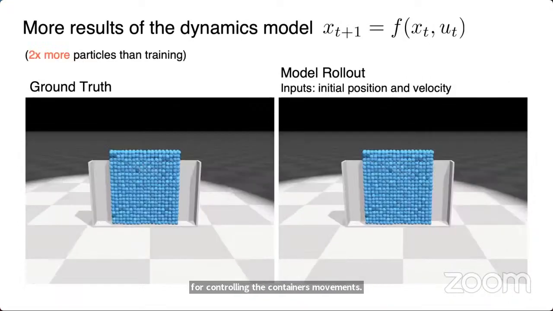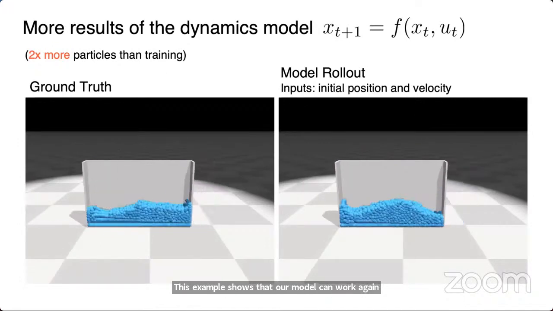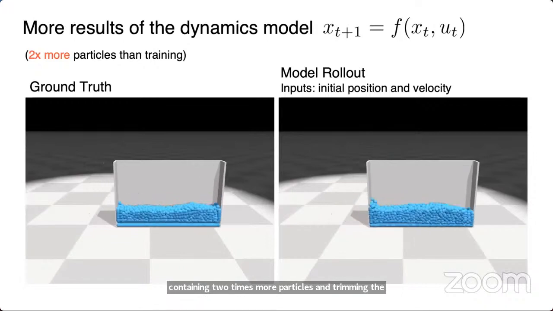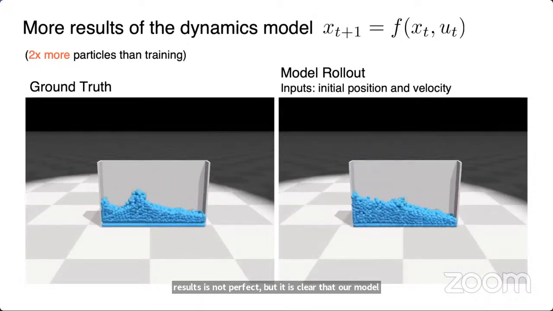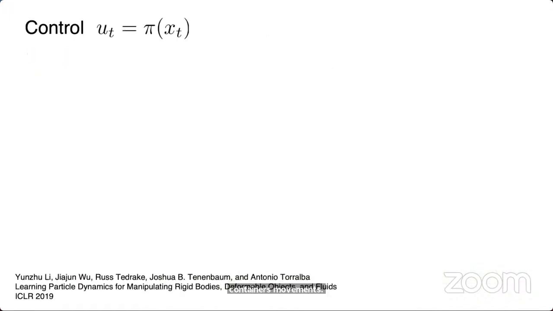As we have discussed before, all nodes share the same node encoder and all edges share the same edge encoder. Thus, our model can generalize to systems with more particles than during training. This example shows that our model can work in an environment containing 2 times more particles than training. The result is not perfect, but it is clear that our model captures the wave of the fluid particles caused by the container's movements. After we have obtained the dynamics model, how can we use it for control tasks?